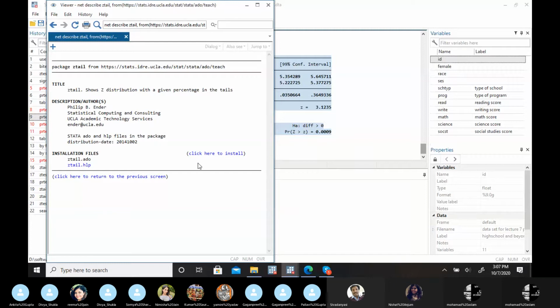I already installed, so I'm not doing it again. You have to just install it. So just click on this install, and if it's done, let me know.